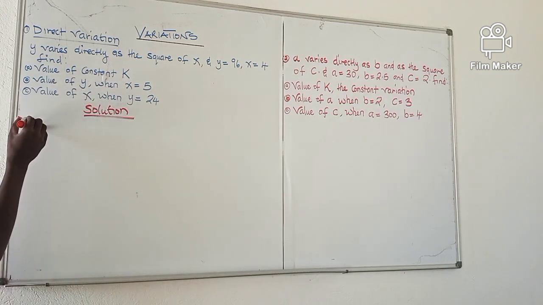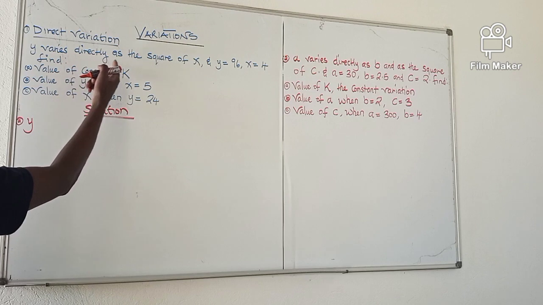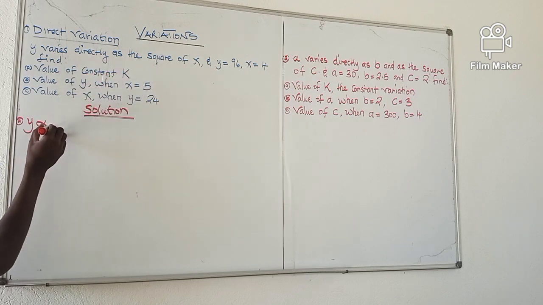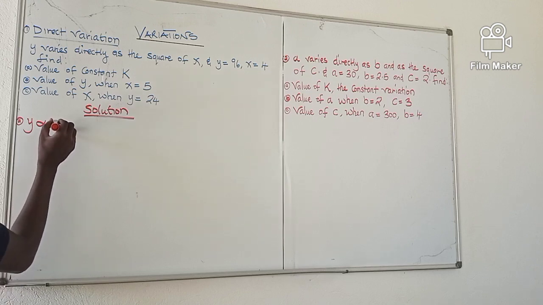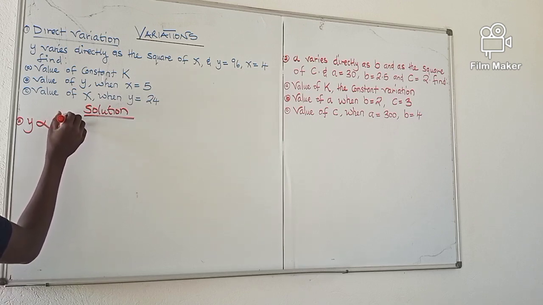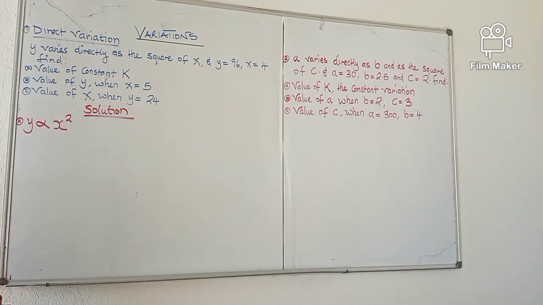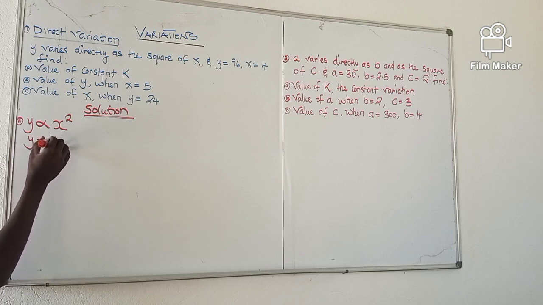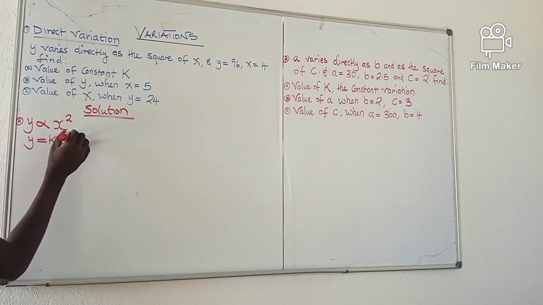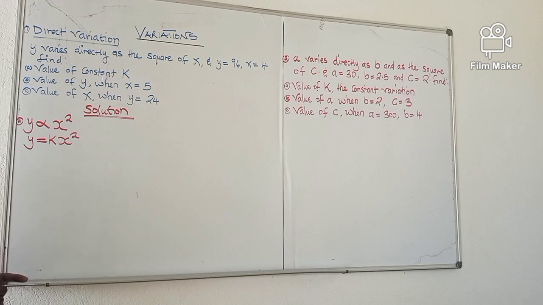So we're going to write that y varies directly as the square of x, which is x squared. From there, what is our next step? We are going to remove the symbol and replace it with equals k, and that will be like that. Hope you are following it.